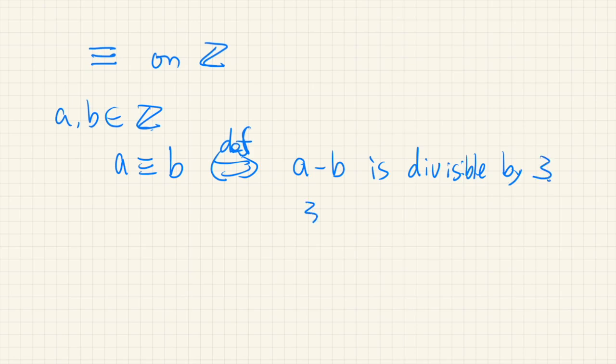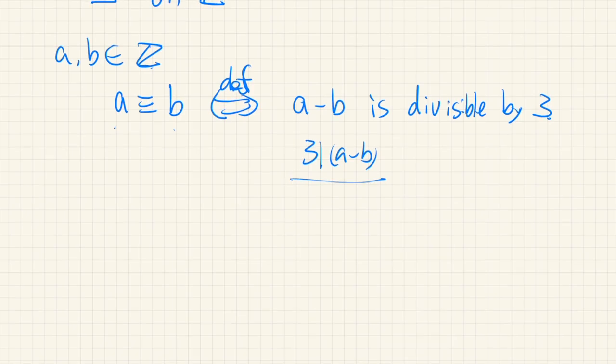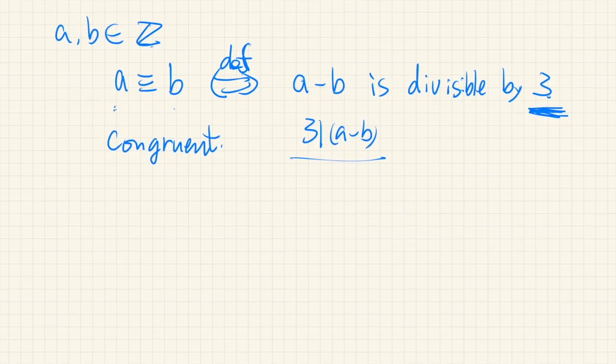So we write 3 divides a minus b. If this is true, then we write a is related to b. Let's show that this is actually an equivalence relation. This relation is also called congruency. So a is congruent to b, modulus 3 in this case. So let's show this is an equivalence relationship.